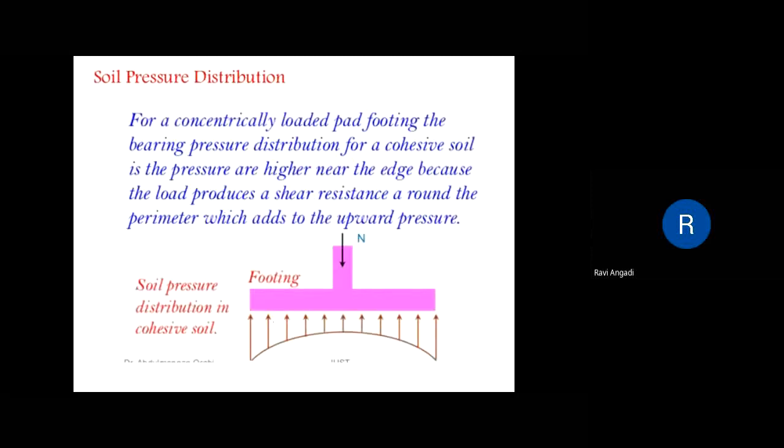And here, this is the column and the footing. This is the soil. There is a pressure distribution provided here. It will be like this. Actually, pressure distribution will be like this. So for a concentrically loaded pad footing, the bearing pressure distribution for a cohesive type of soil, the pressures are higher near the edge because the load produces a shear resistance around the perimeter, which adds to the upward pressure. So this is a soil pressure distribution for the cohesive type of soil.